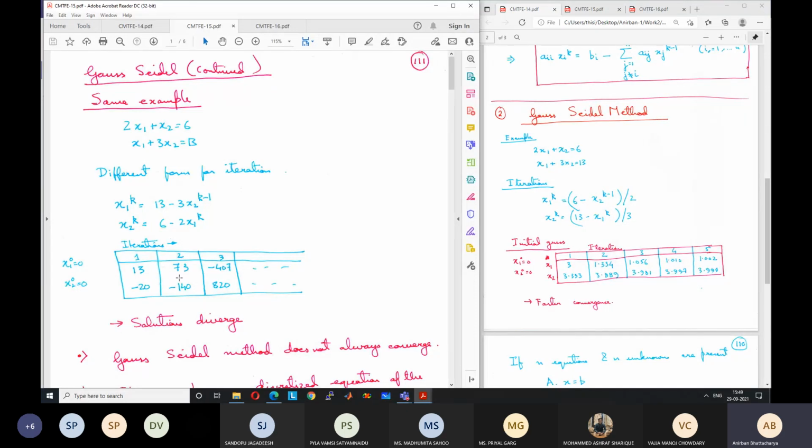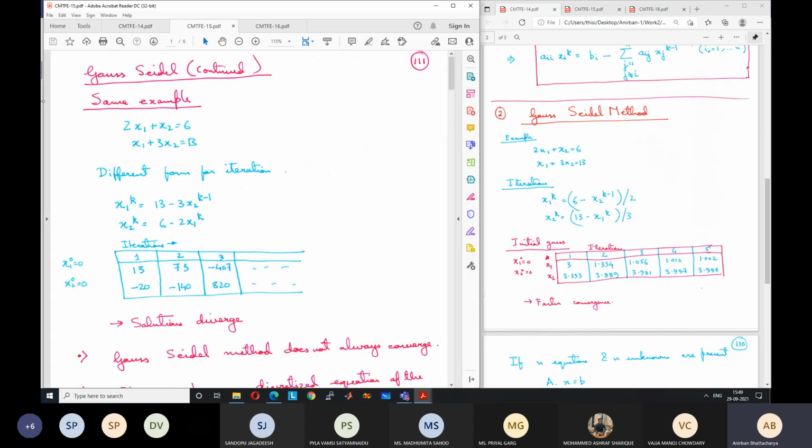So we are seeing that something is going terribly wrong here. The next iteration, if you do, it will be minus 407 and 820. Values are drastically increasing. Okay. And it looks like it is not going to go towards the correct solution. This is known as divergence. Okay. We have seen what is convergence. So here the solutions are diverging, meaning they are going in the opposite direction from the correct solution.